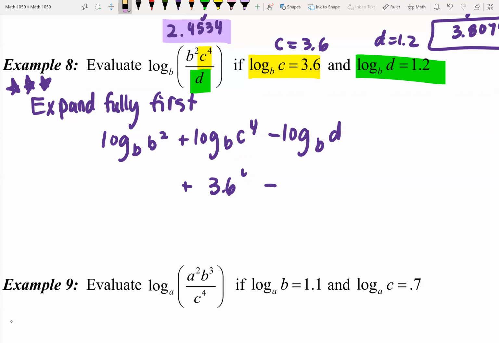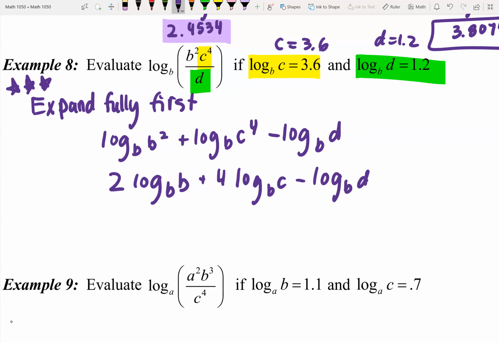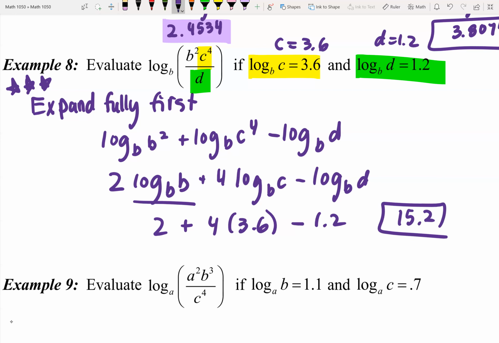Why is that not fully expanded? What's wrong with that? Exponents. Yeah. So that 4 is not an exponent. It's multiplied by 4 because when you pull it down, it's 4 log base B of C. Is that fully expanded? Yes. Now I substitute in. So log base B of B is a 1. 1 times 2 is a 2. Log base B of C is 3.6. So that's 4 times 3.6. Log base B of D is 1.2. Now you just grab your calculator. So you go 2 plus 4 parenthesis 3.6, close it, minus 1.2, hit enter, and I get 15.2, and I'm done.